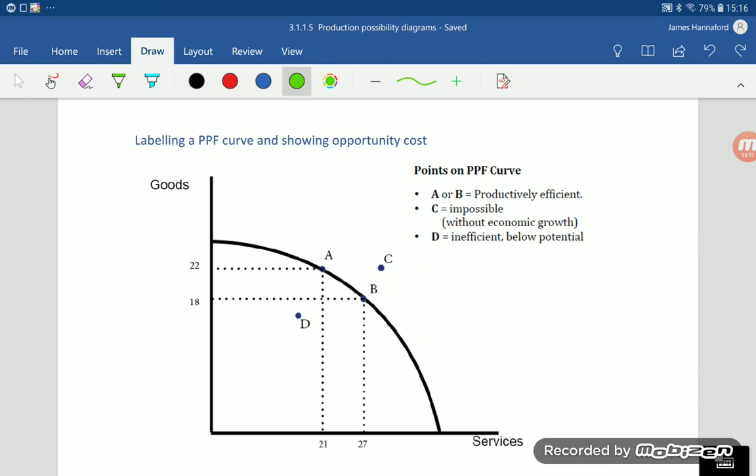D is inefficient, meaning one of the factors of production is not being used sufficiently. For example, there might be high levels of unemployment, so labour is not being used, or machinery is not being used. So in that case, it's inefficient because we are not using our full factor endowment. That is our combination of factors of production that our country has.